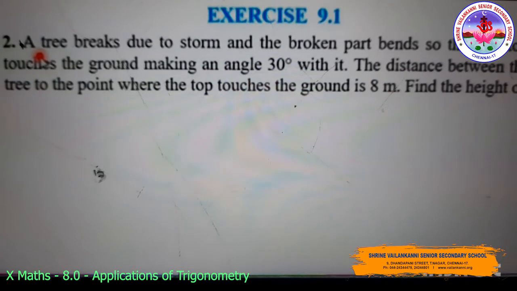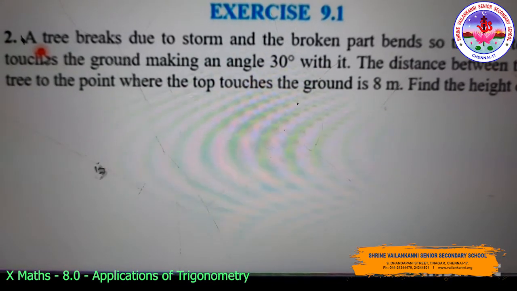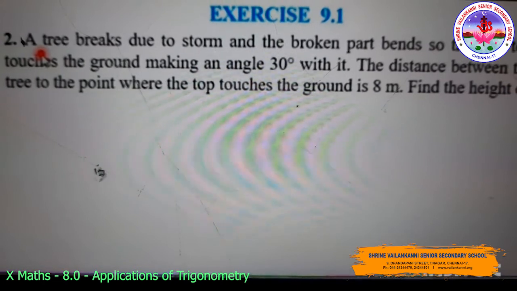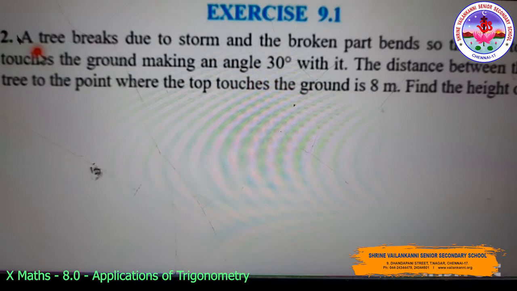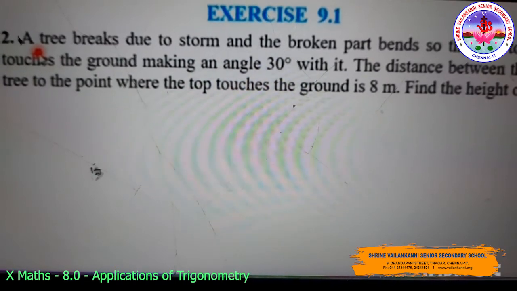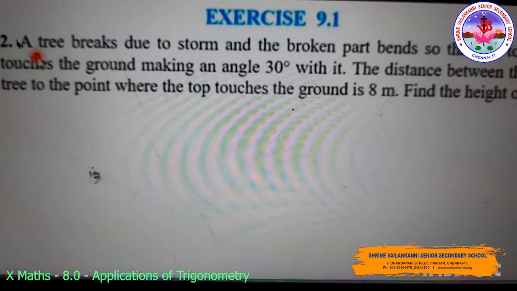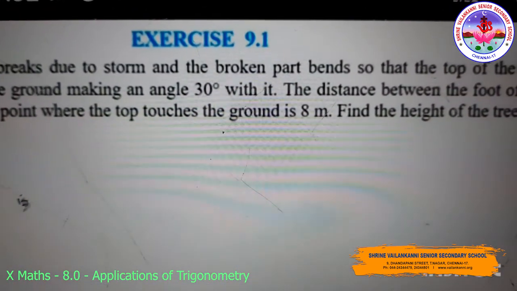Second problem. A tree breaks due to a storm and the broken part bends so that the top of the tree touches the ground, making an angle of 30 degrees with it. The distance between the foot of the tree to the point where the top touches the ground is 8 meter. Find the height of the tree.